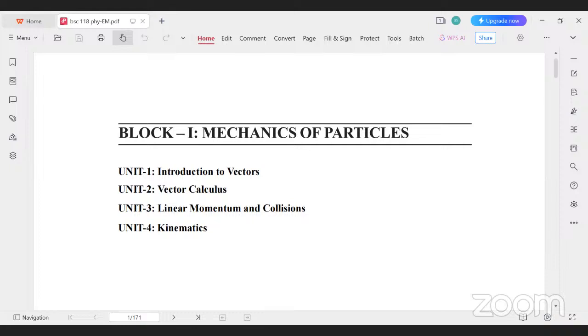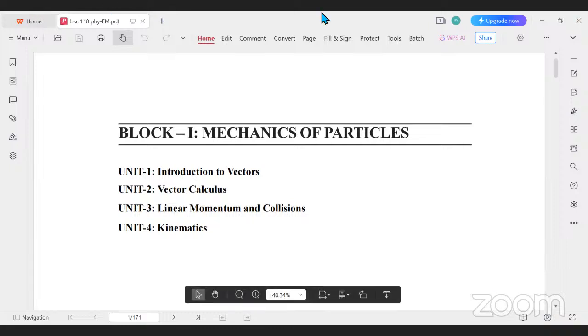So what is a particle? Anything which is having any element or any electron, neutron, proton, atom, molecule, anything we call it a particle, right? Yes or no? Anyone, please respond.